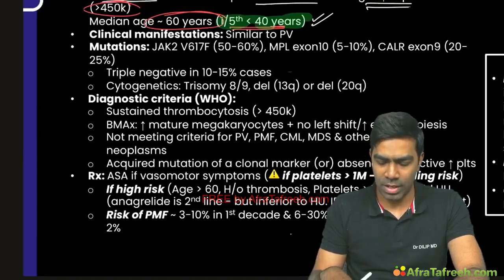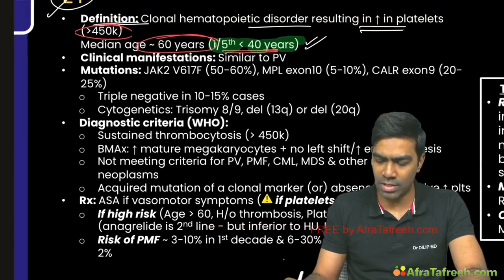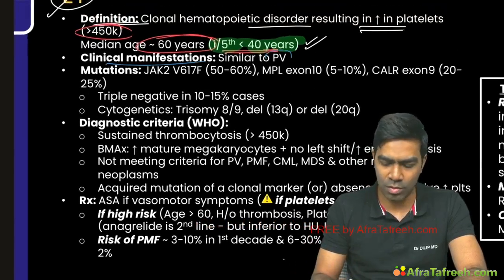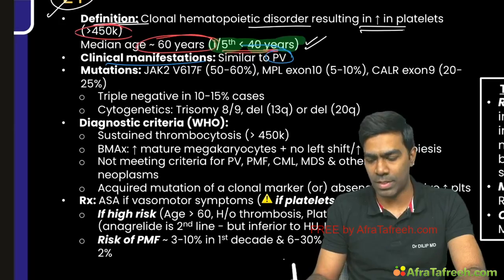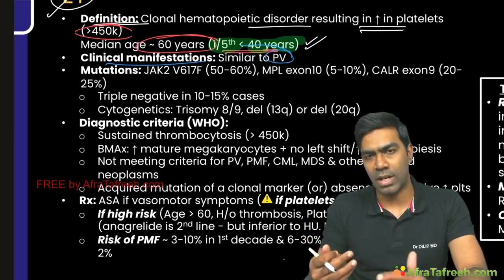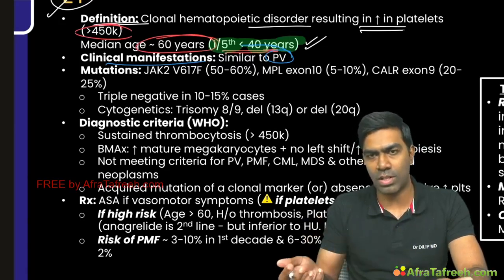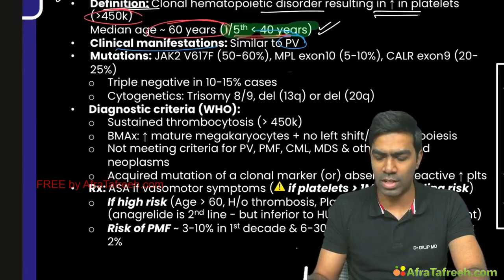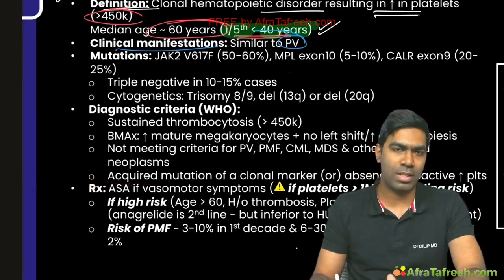What are the clinical manifestations? Most of the clinical manifestations are going to be very, very similar to that of polycythemia vera, which means patients can develop vasomotor symptoms like erythromelalgia. There is a risk of thrombosis, there is a risk of bleeding, and patients can develop aquagenic pruritus, and patients can develop almost all the clinical manifestations like polycythemia vera.